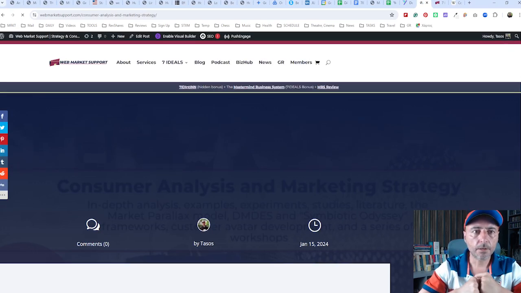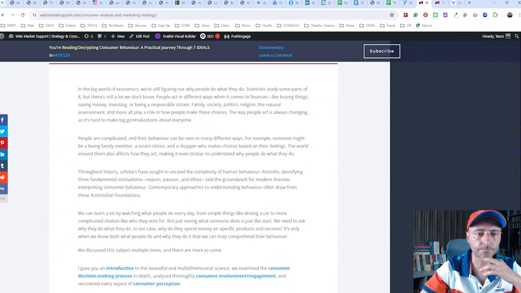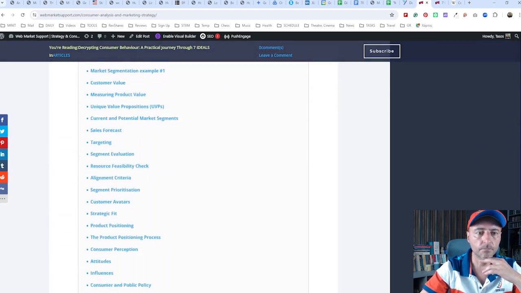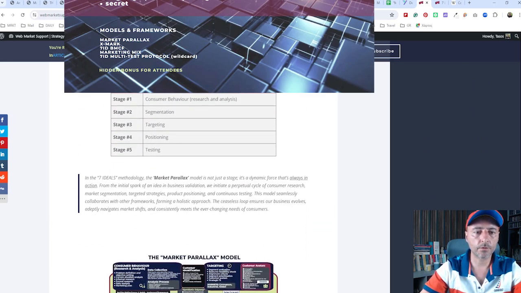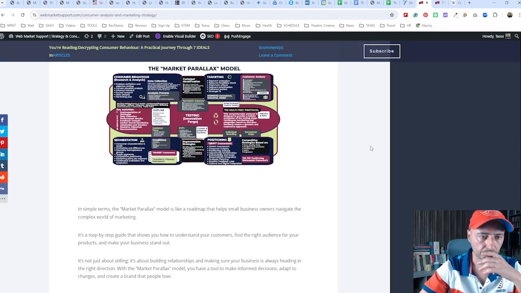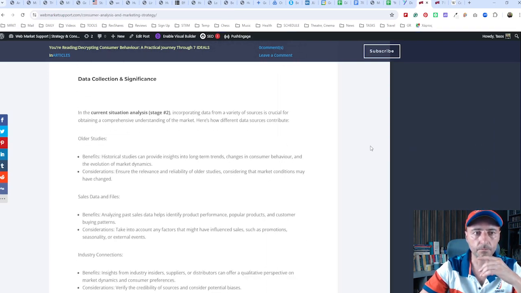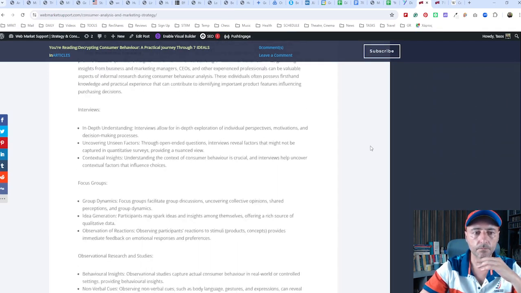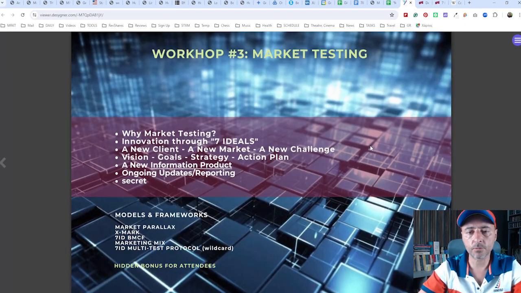Consumer analysis and marketing strategy. This is where I analyze the market parallax model. This article is huge. That's the first infographic. It's an overview. It's an infographic overview, and that's the whole infographic, 31 pages. So that's the market parallax model. If you want to learn more, that's the initial stage of the 7 ideals methodology, understanding consumers, understanding our clients.